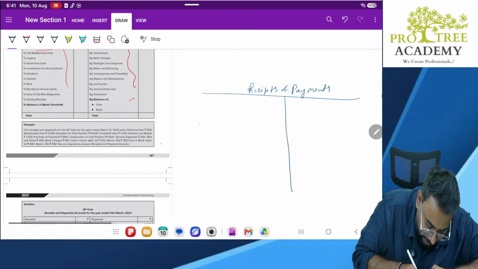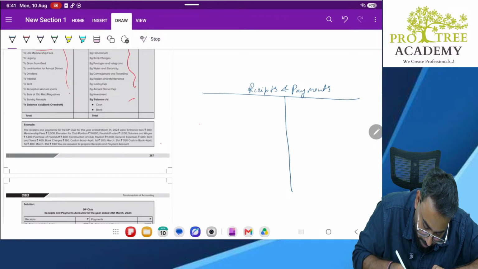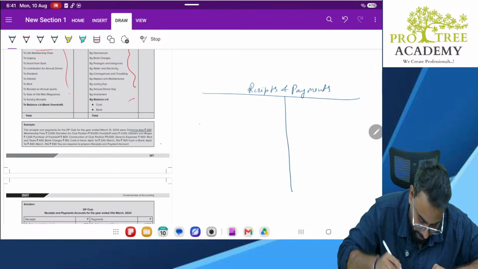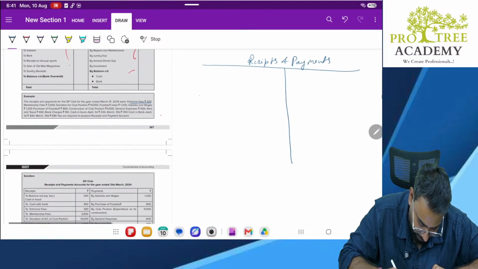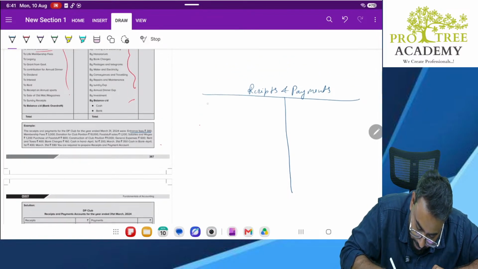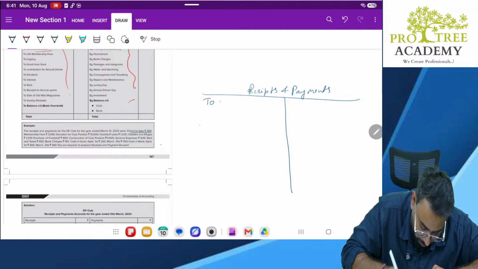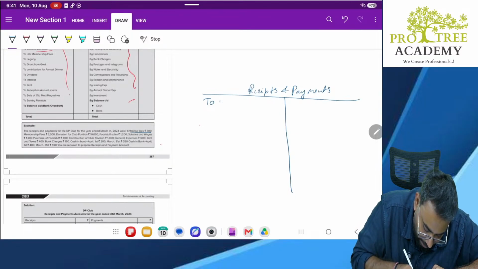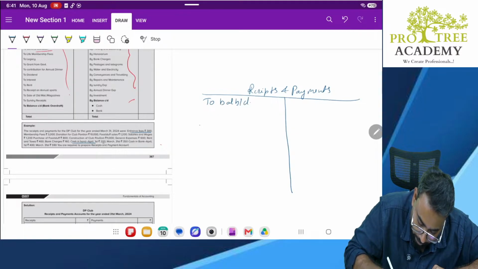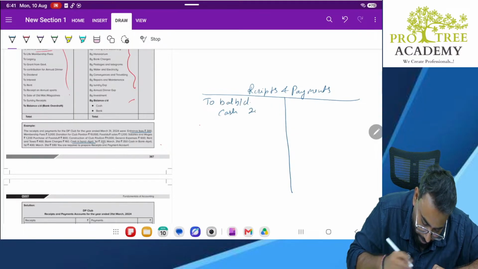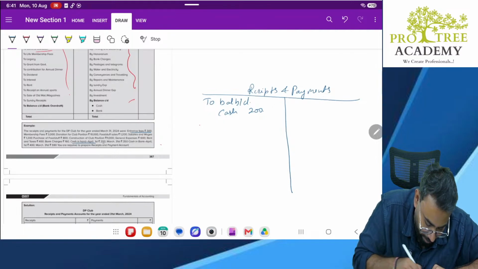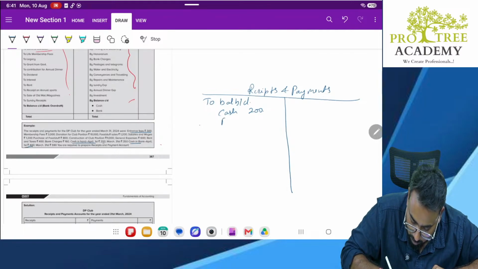Okay. So the receipts and payments for DP Club for the year ended 31st March 2024 was as follows. Entrance fee 300. So we have received an entrance fee of 300. First we'll leave some space for the balance. To balance brought down. Where is the balance? Here it is given. Cash in hand on April 1st was 200. Cash in bank on April 1st was 400. Total 600.